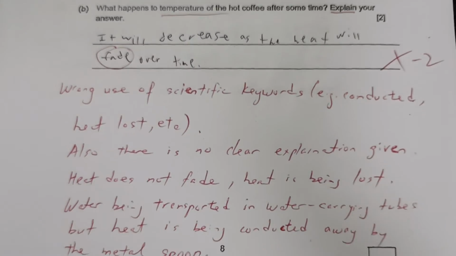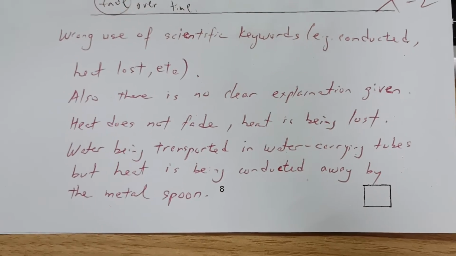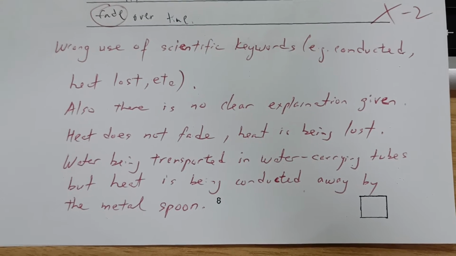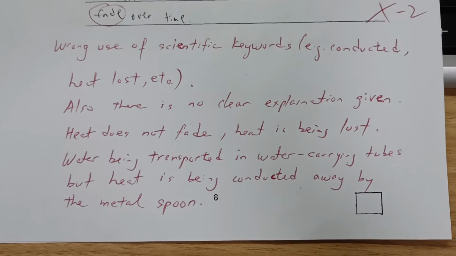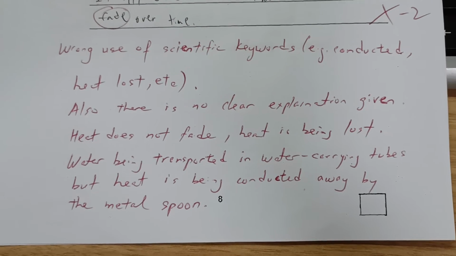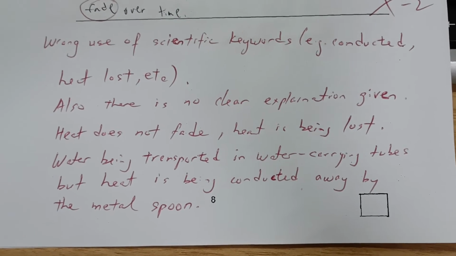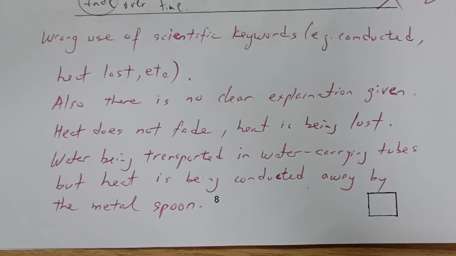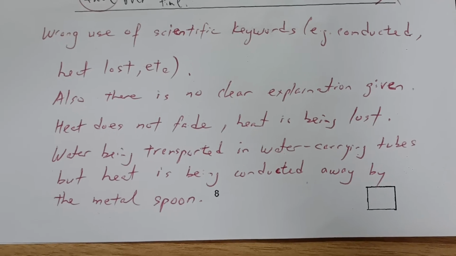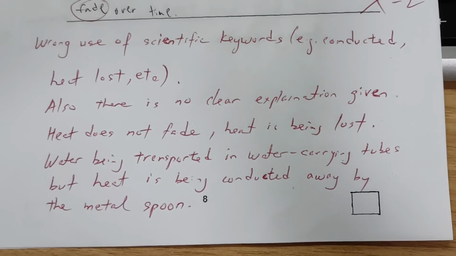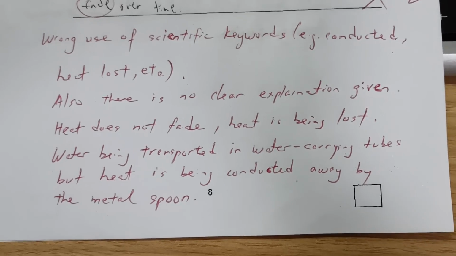So once again, this is my advice to parents. You can see in these two questions, the wrong use of scientific keywords. For example, the students should use keywords like conducted or heat loss. Also, there is no clear explanation given. Heat does not fade. Heat is being lost. Water is transported in water-carrying tubes, but heat is being conducted away by the metal spoon.